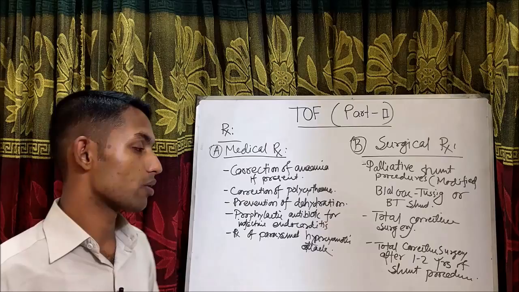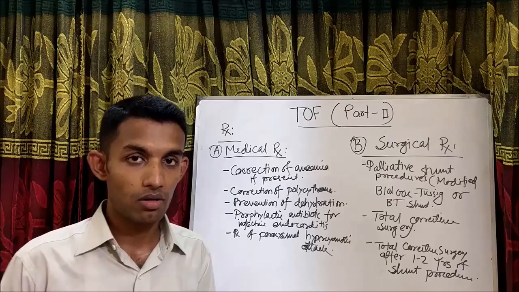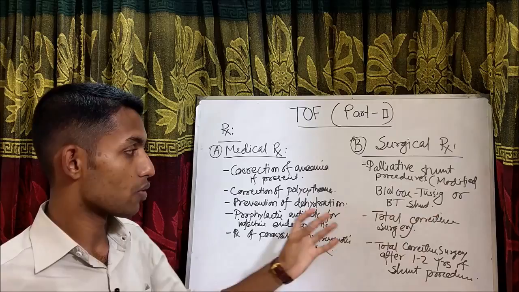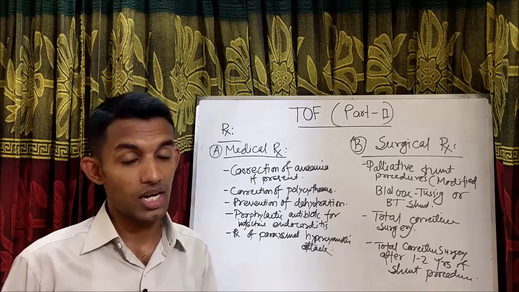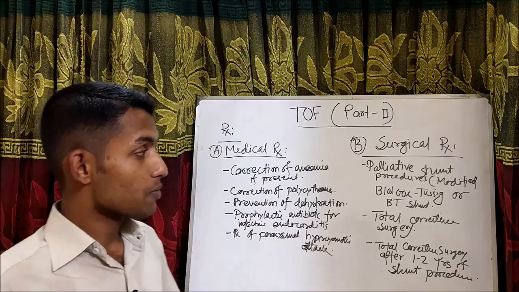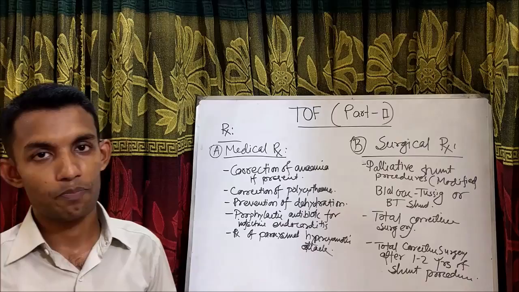The surgical treatment of Tetralogy of Fallot includes two stage operations. One is palliative operation, another one is total corrective surgery. So first one is palliative shunt procedure, which is called modified Blalock-Taussig or BT shunt. And secondly, there is total corrective surgery, and for total corrective surgery, early surgery is always preferable. And total corrective surgery should always be done after 1 to 2 years of shunt procedure. So this is all about Tetralogy of Fallot.